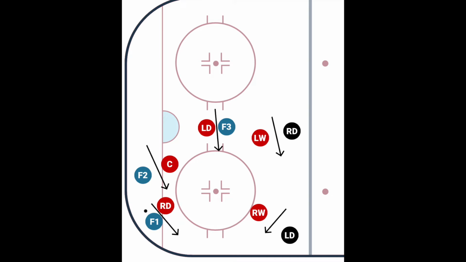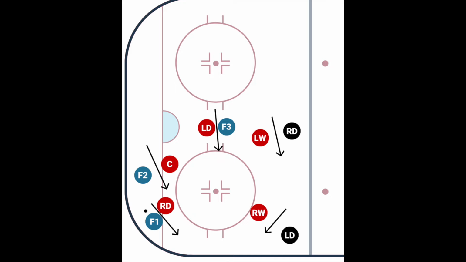Our left defenseman, LD in red, is responsible for covering the front of our net and is called the net front D. His job is to cover F3 in blue by maintaining goal side positioning, keeping his body between his man and our net. When we are playing defense in our end, our wingers, RW and LW in red, are responsible for covering the opposing team's defensemen, LD and RD in black. They do this by positioning their bodies between the opposing players they are covering and our net.